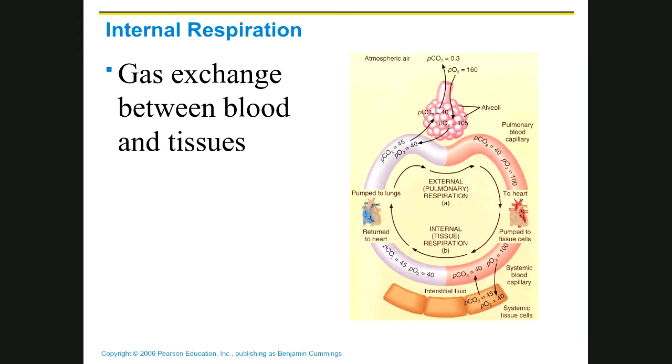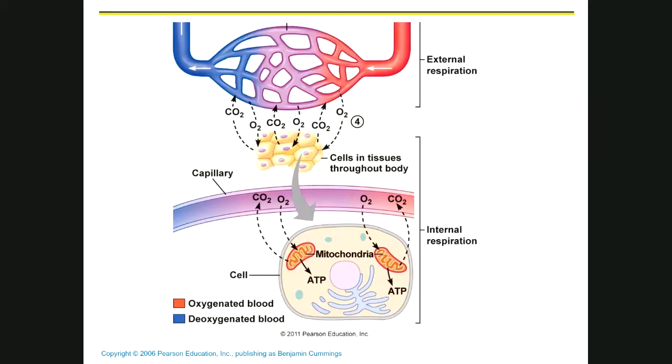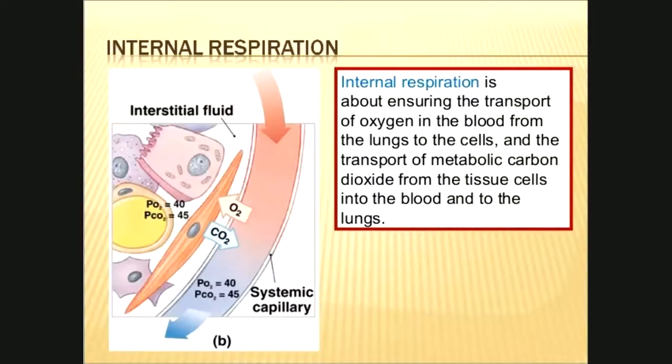Okay, let's look at internal respiration. So internal respiration is what happens at the tissues. So we're going to get gas exchange between blood and tissues. And so here it is, between blood and the cells, the tissues. So let's look at it.